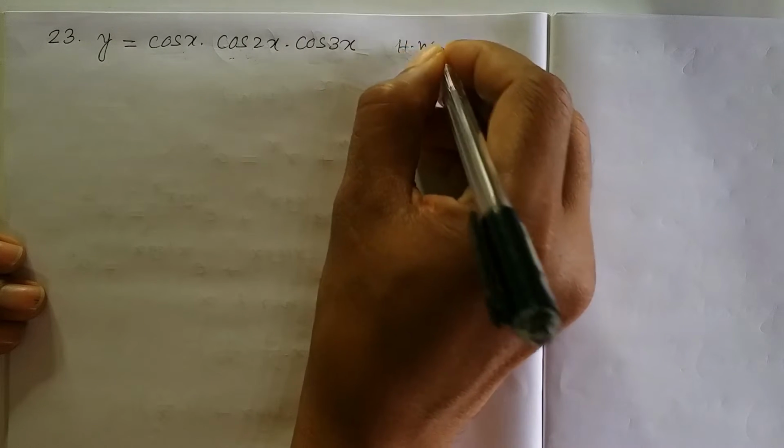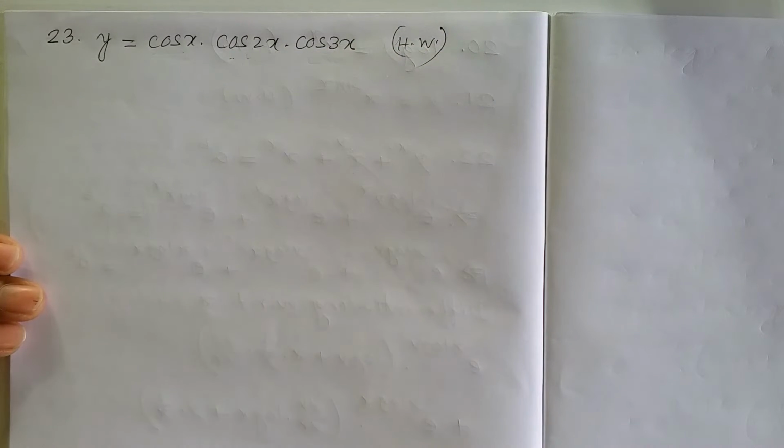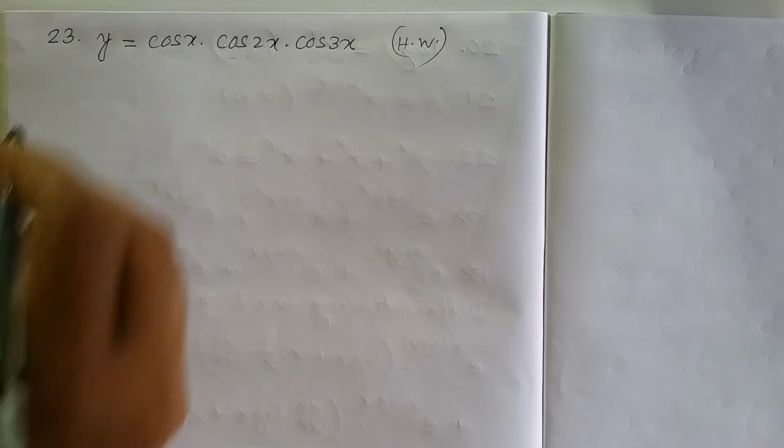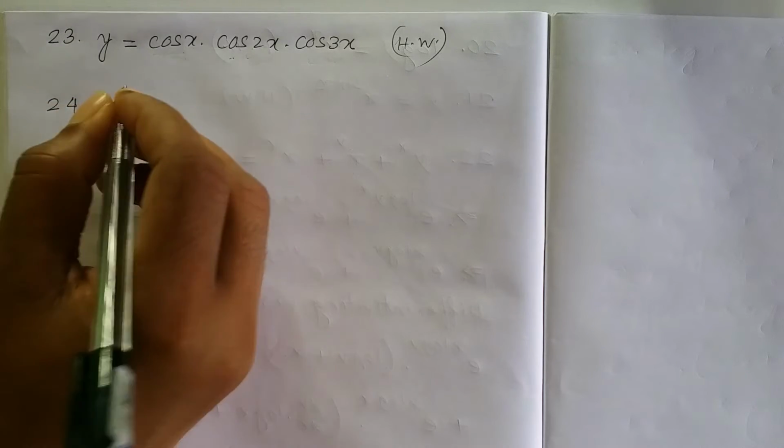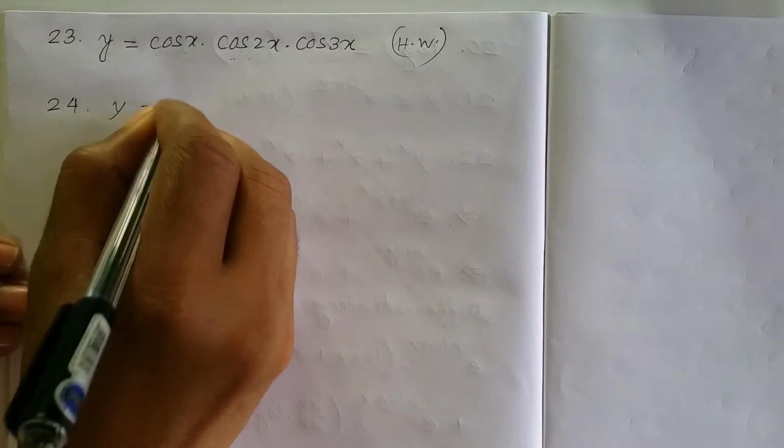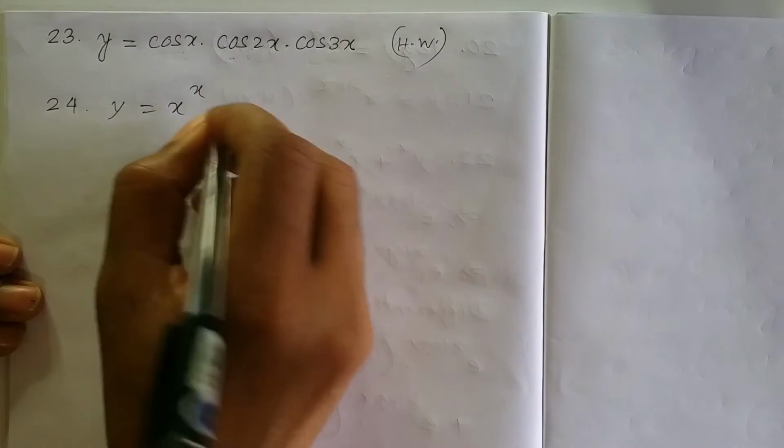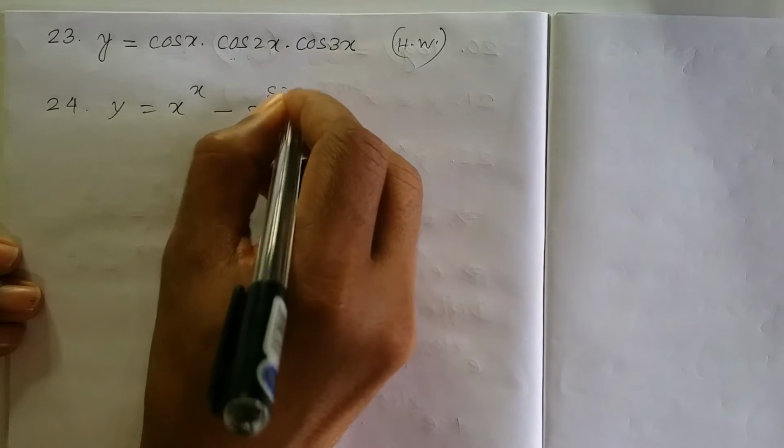So this is homework for you. Now we have another question, number 24. Y is equal to, it is x to the power x minus 2 to the power sin x.